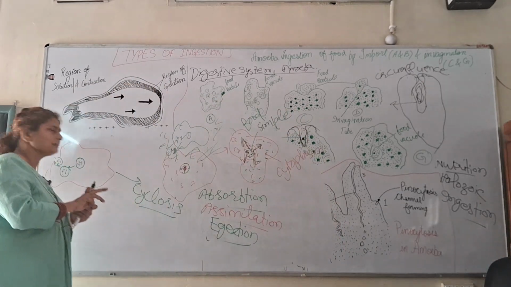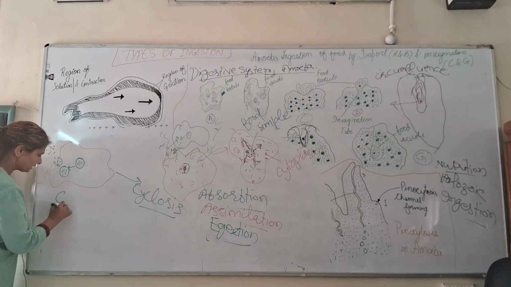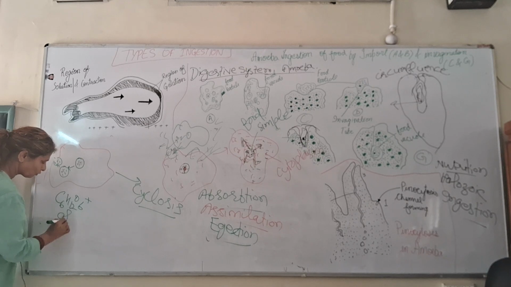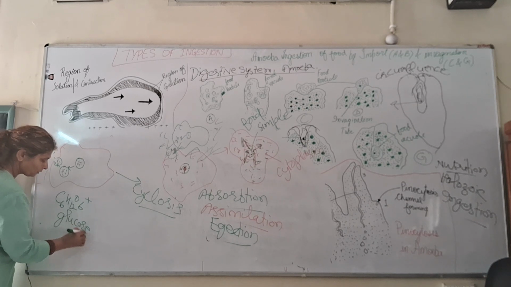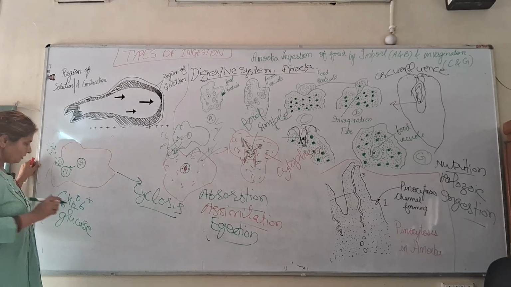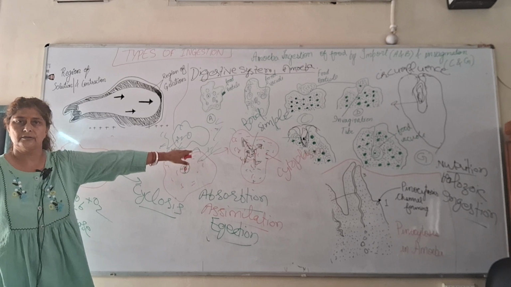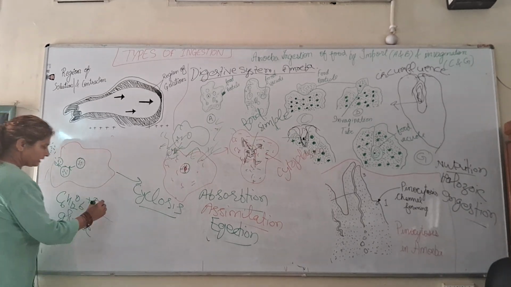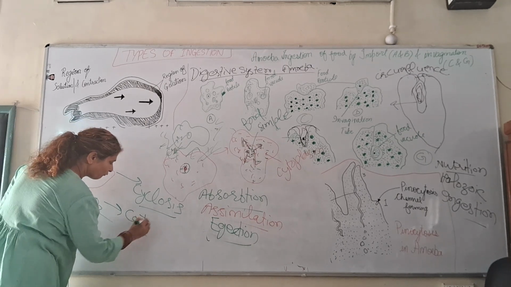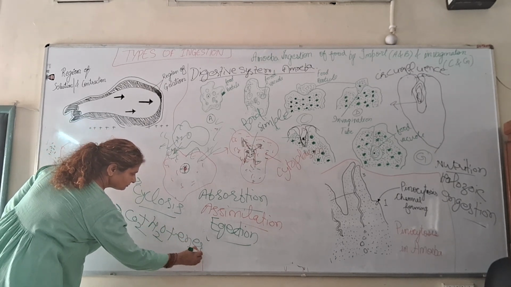C6H12O6, this is glucose. Ultimately, food is changed into glucose, and along with oxygen it is changed into carbon dioxide, water, and energy.